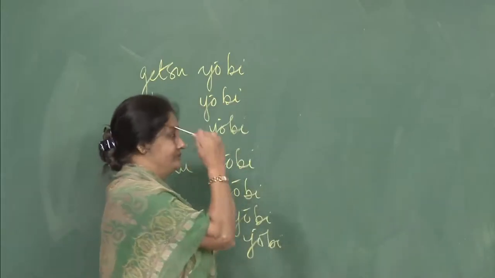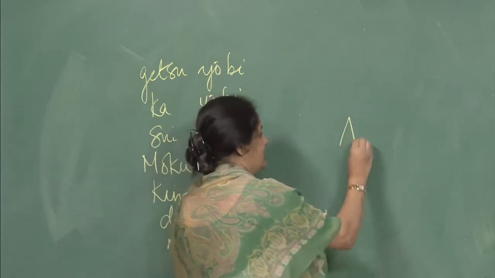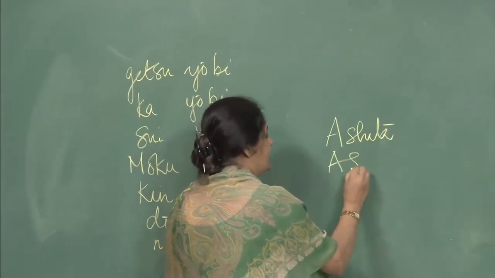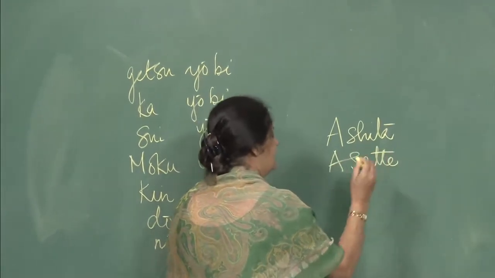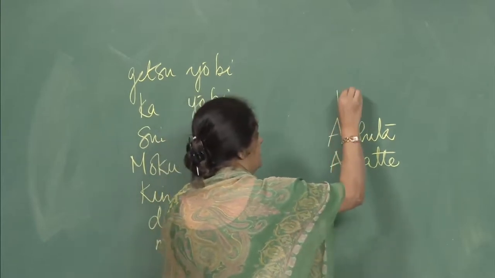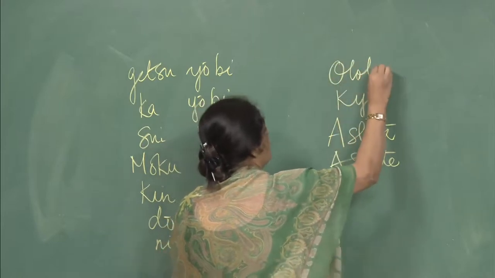And of course, we did time expressions. We did one time expression just now, which was ashita. So the others are, well, we start with ashita over here. Ashita, asatte, kyō, ototoi.